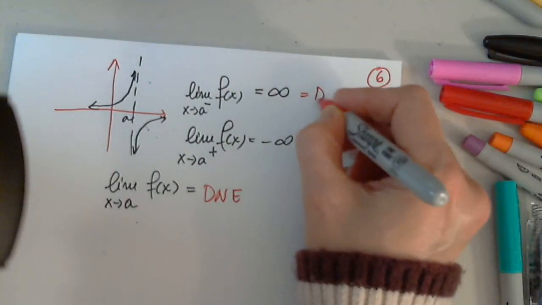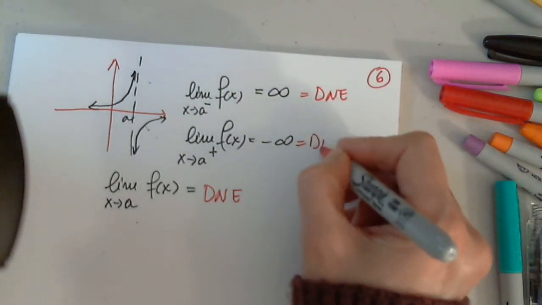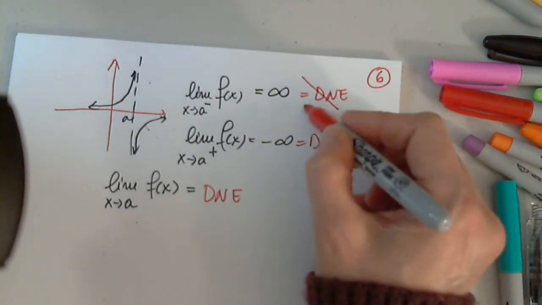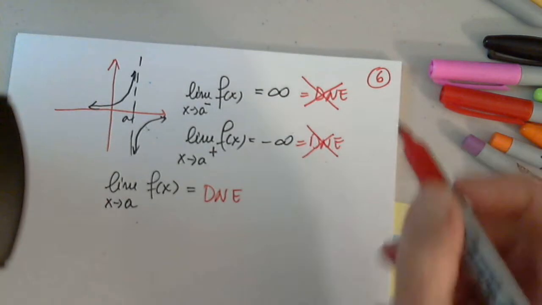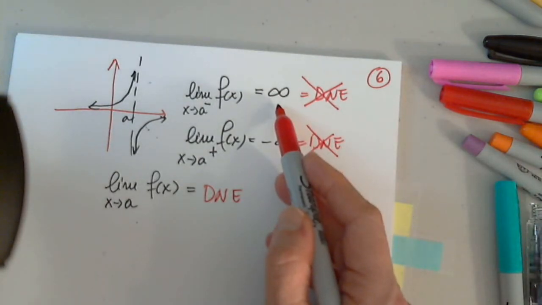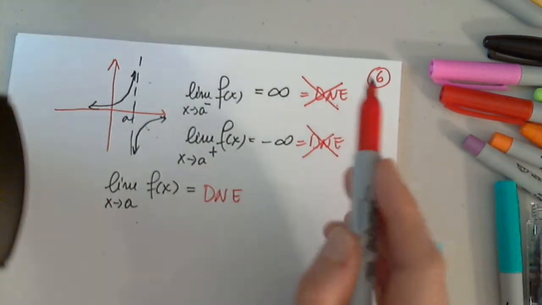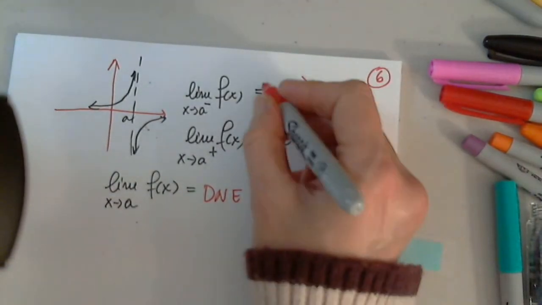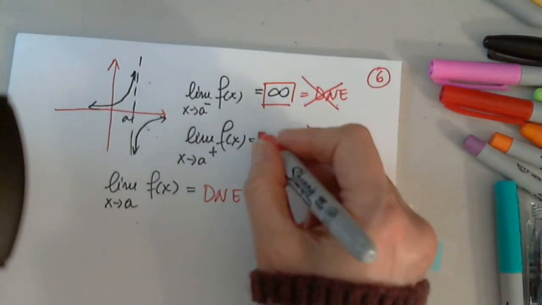Even this is DNE because it's not a number, but we do not write DNE, we write that it doesn't exist. This is a symbol. This is not a number. It's still DNE. That's correct. But we cannot write this. We have to write the type of DNE.